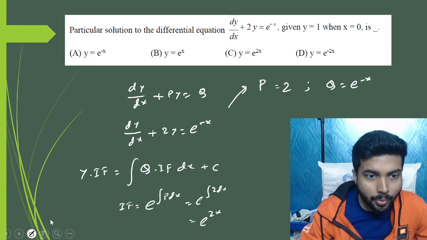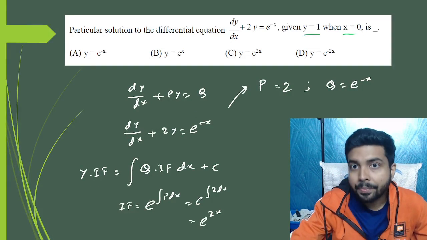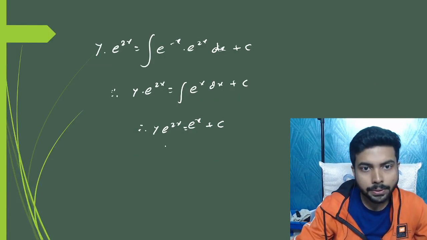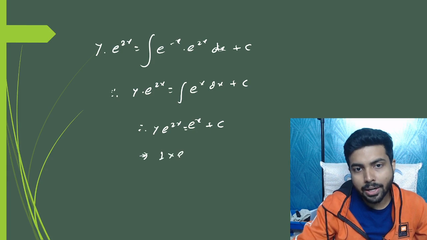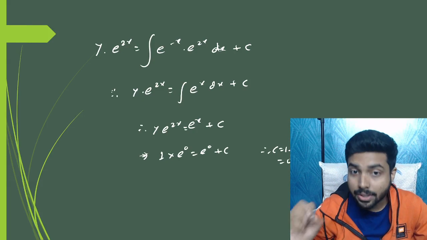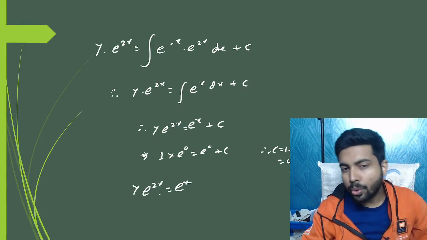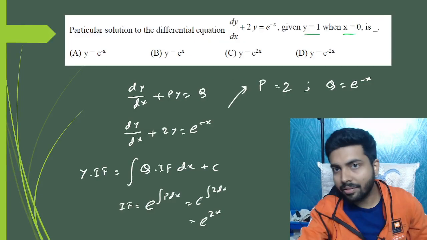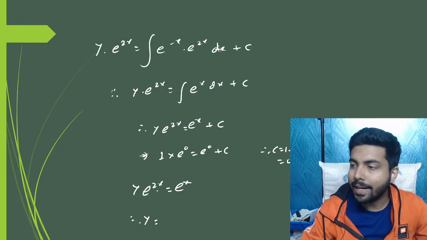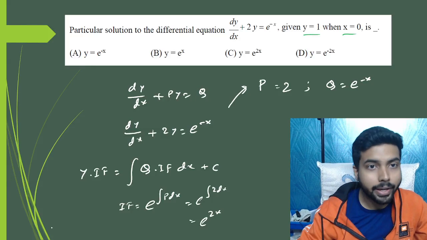One of the boundary conditions is definitely given actually, so that you can calculate the value of c. साफ साफ दिया हुआ है y is equal to 1 when x equal to 0. इस्तेमाल करो इसको. That is your 1 into e to the power 0, e to the power 0 plus c. तो c is equal to 1 minus 1, that is 0. तो आपका इक्वेशन क्या आ गया? y e to the power 2x equal to e to the power x, but it is not given in this form. तो y is equal to, just divide both sides by e to the power 2x. इसको इधर लेके आओ. So y is equal to e to the power minus x.